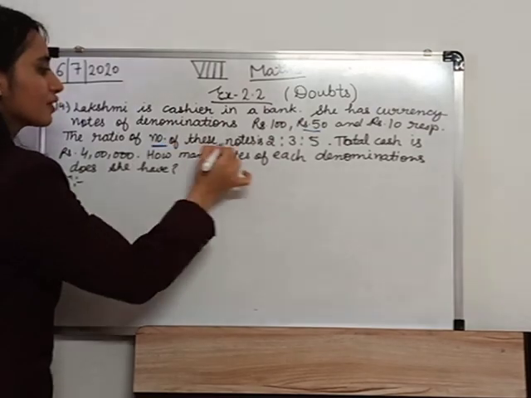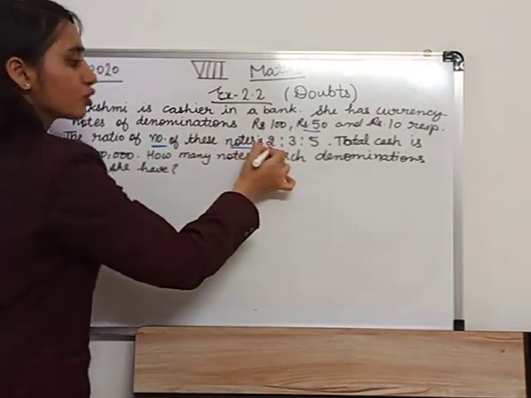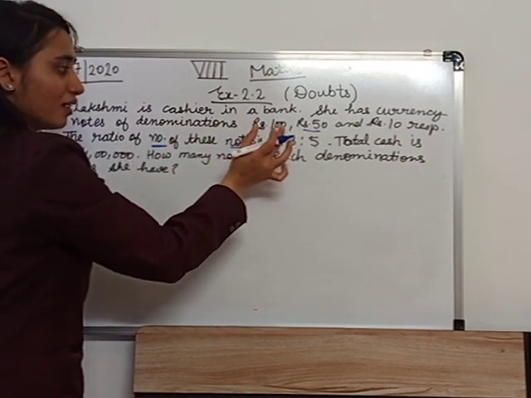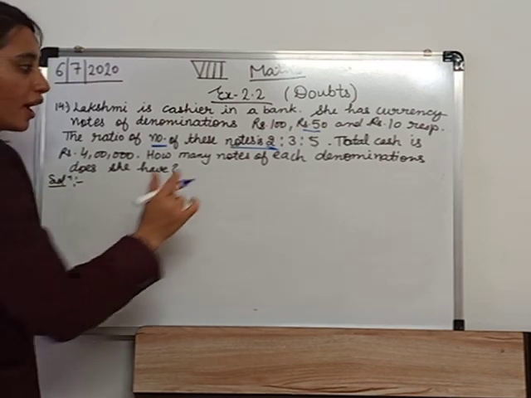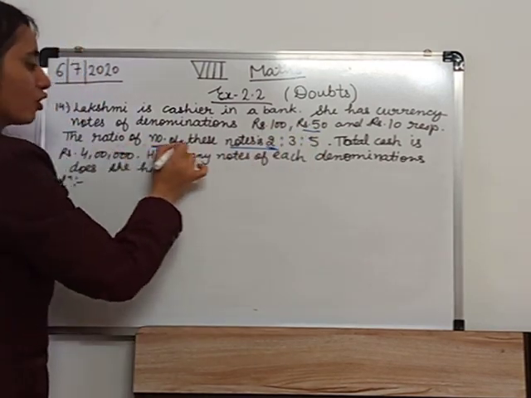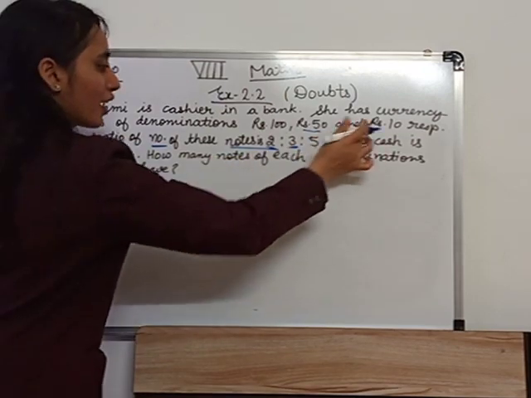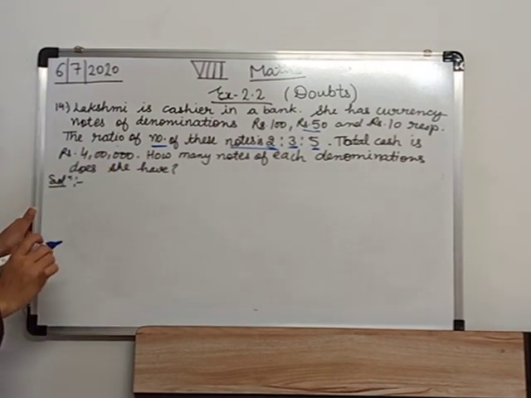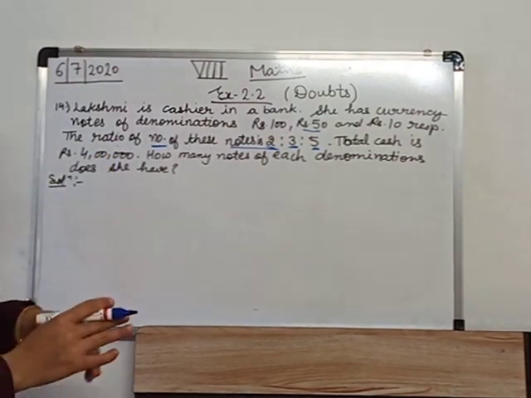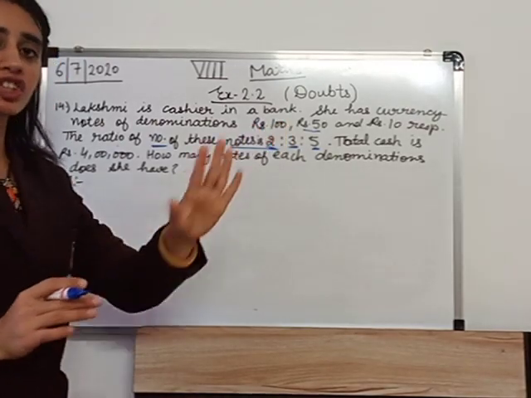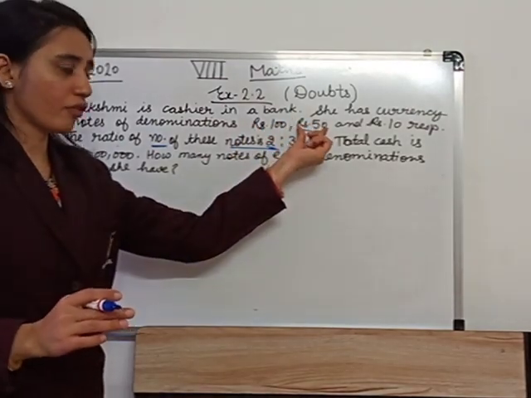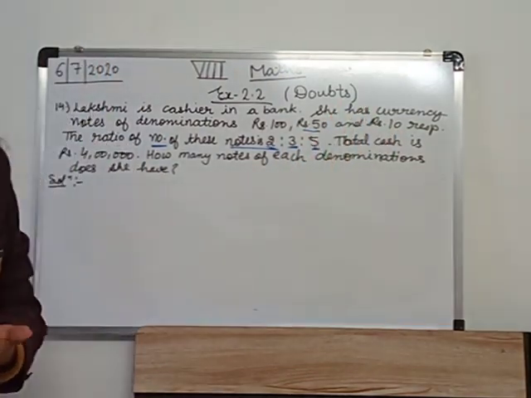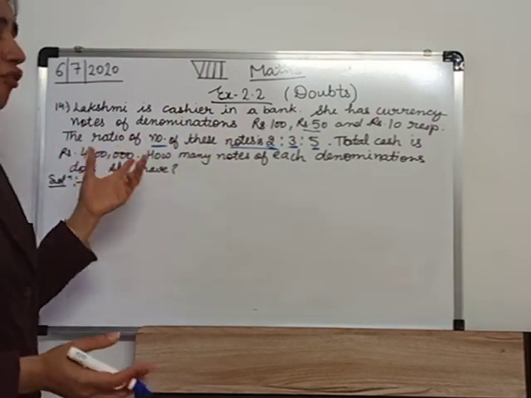And the ratio of these numbers of notes is 2, 3 and 5. Means for the number of notes of rupees 100, the ratio is 2. For 50 rupees, the ratio of number of notes is 3. And for 10 rupees, the ratio is 5. And the total cash she has is 4 lakh. We have to find how many notes of 100 rupees, 50 rupees and 10 rupees she has. Its total amount becomes 4 lakh.